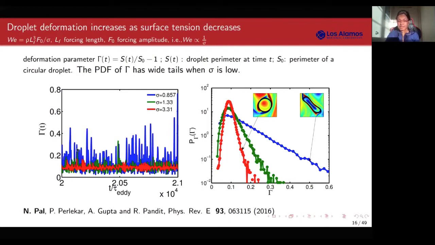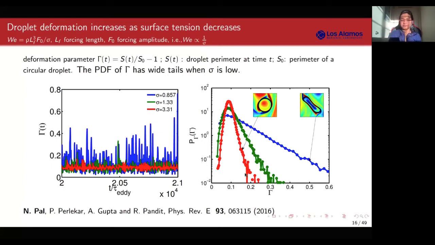Now, this plot is in the statistically steady state when the mean velocity has reached a steady value. The comparison is clear when we draw the probability distribution function. The probability distribution function is actually like a histogram of the time series. So for the low surface tension droplet, the PDF has high tails because it has many intermittent high spikes, whereas the high surface tension droplet, which is like a rigid stone, has very small surface fluctuations about a mean value.